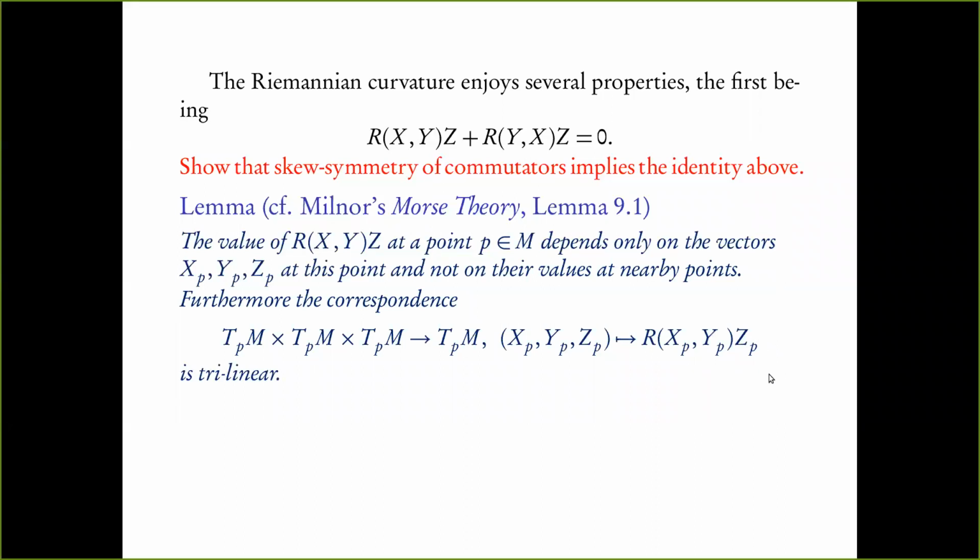But this is trilinear. Trilinear simply means this is a map from V tensor V tensor V to V, so it is linear in each of the three variables. All right.